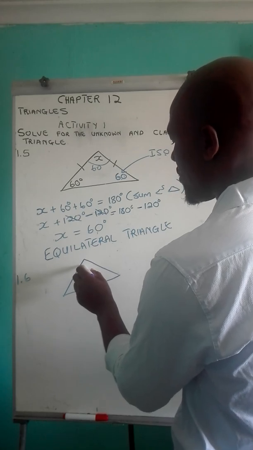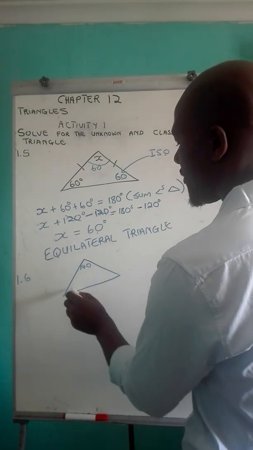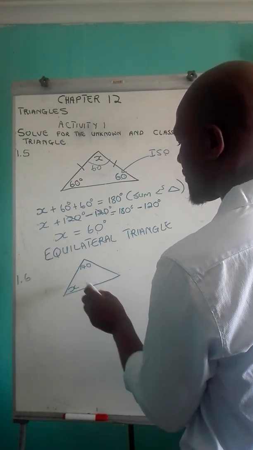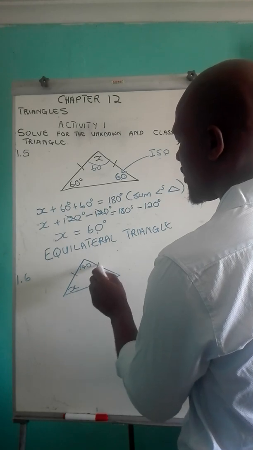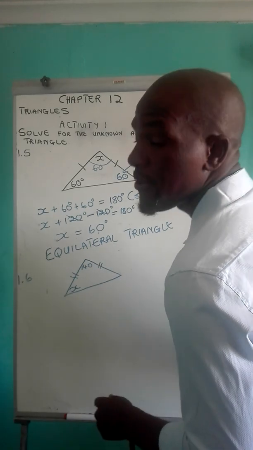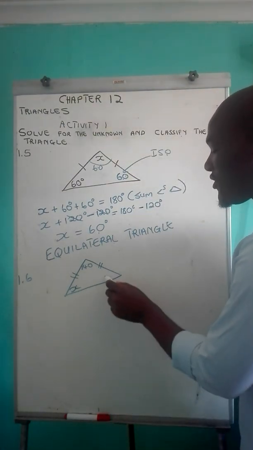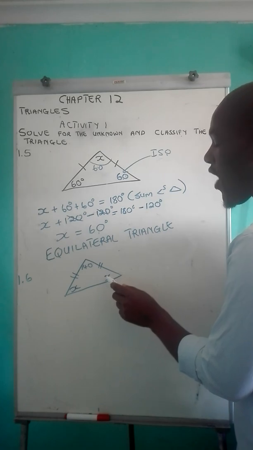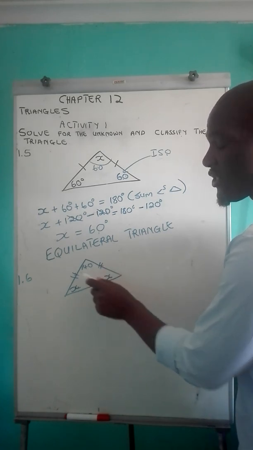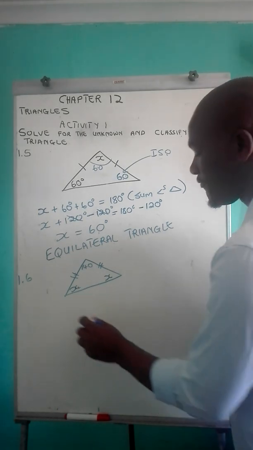This is 140. This is x, and there are these two lines. So there is missing information here. If this is x, that means this is also x, the base angles of an isosceles triangle, because if these two sides are equal, that means these two angles are equal.